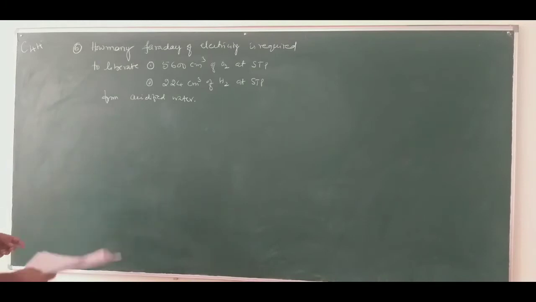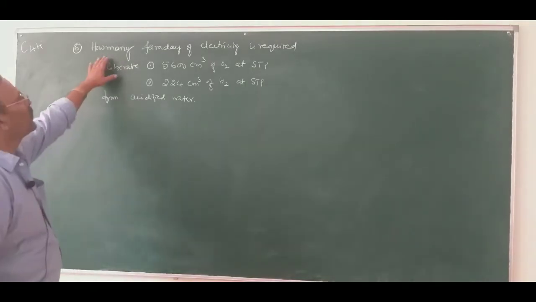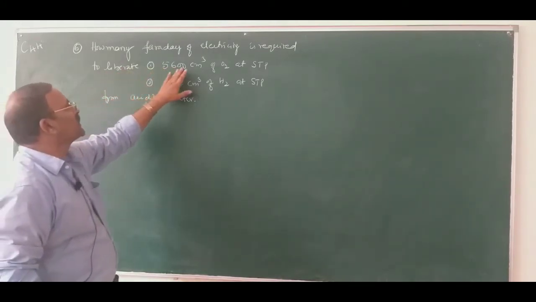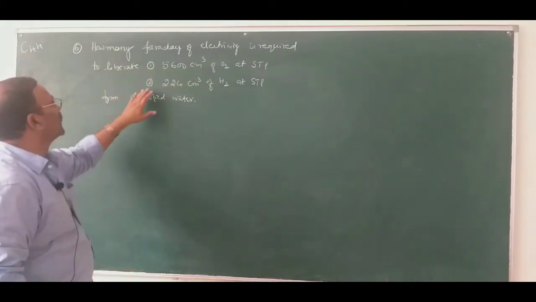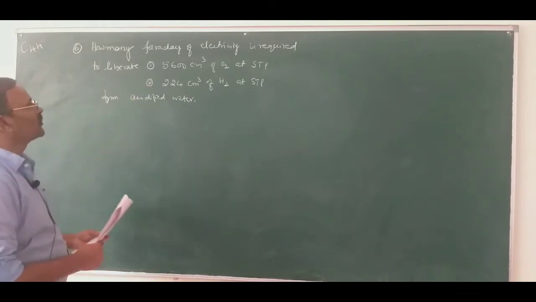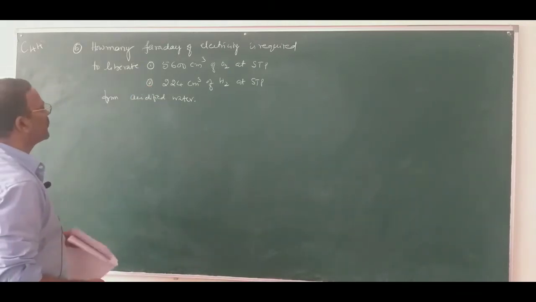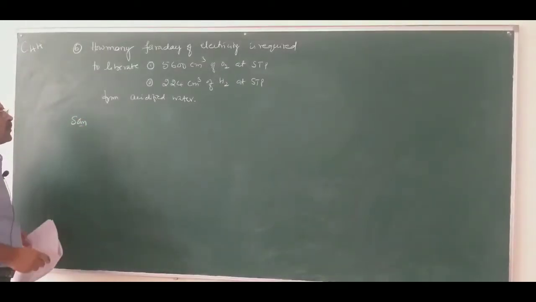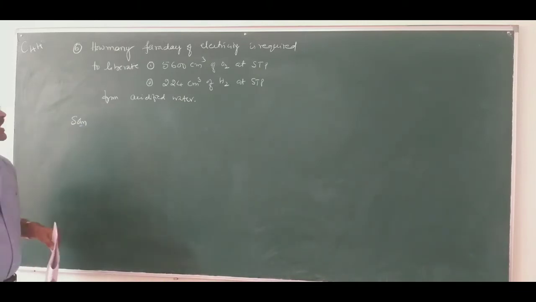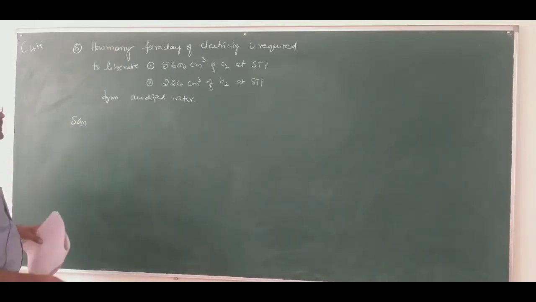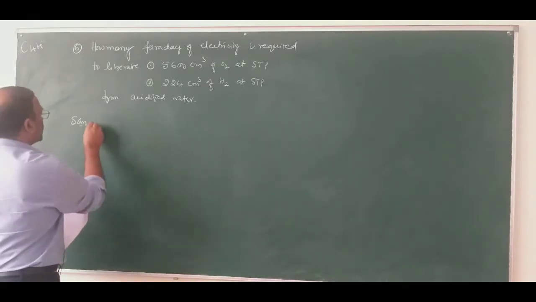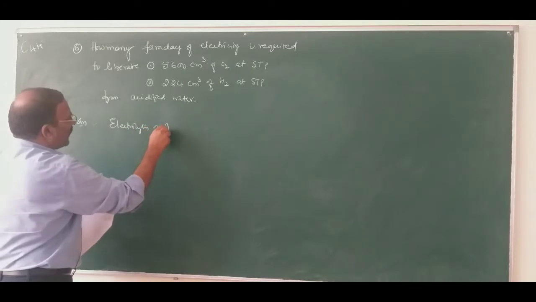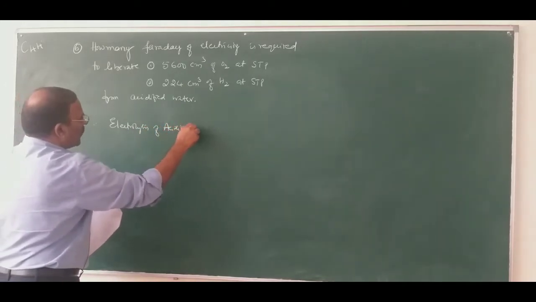So, you have to calculate how many Faraday of electricity is required to liberate 5600 cm cube of oxygen at STP, and number 2, 224 cm cube of hydrogen at STP, from acidified water. So, first you have to know what happens when acidified water is electrolyzed. So, write down electrolysis of acidified water.